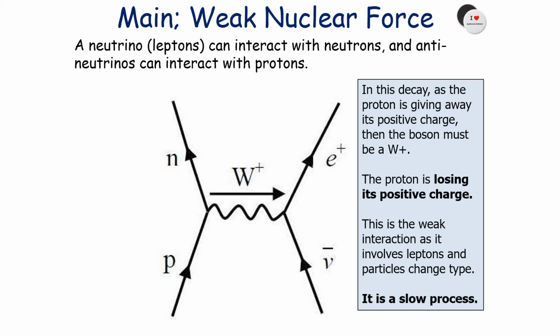So in this decay, a proton is giving away its positive charge because it's going from a positive proton into a neutral neutron. So therefore, it's the W plus because the proton is losing its positive charge, and it's a weak interaction as it involves leptons and particles that change in type. So therefore, it's a slow process.